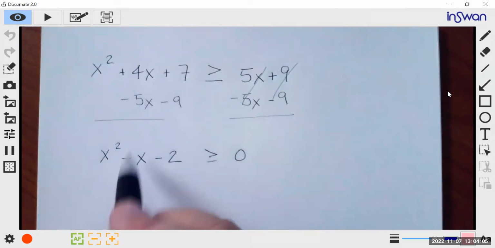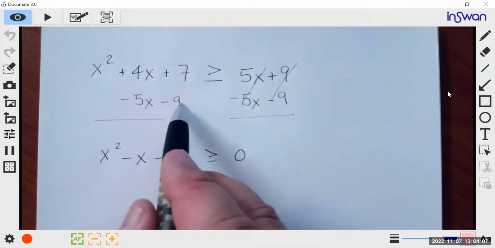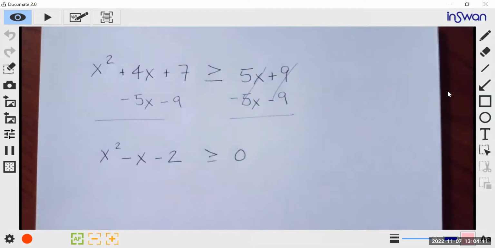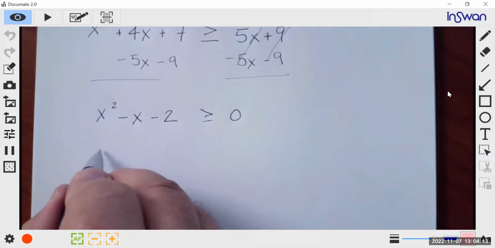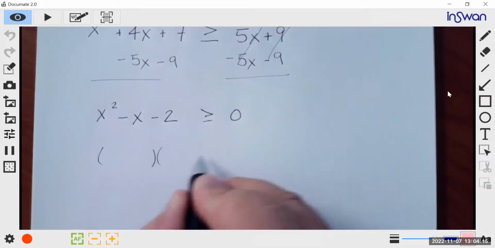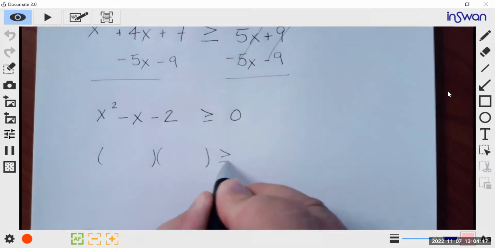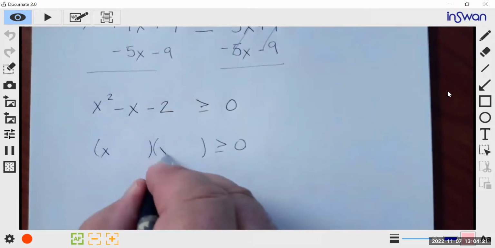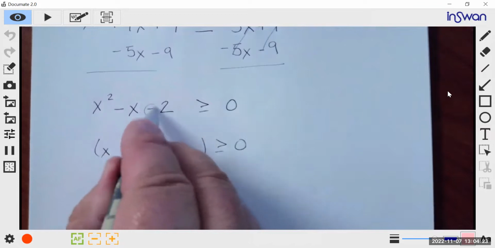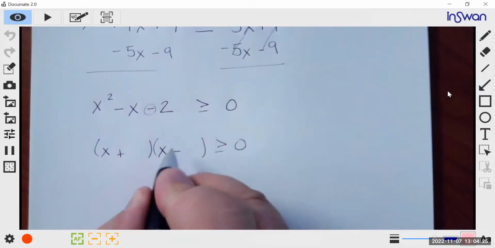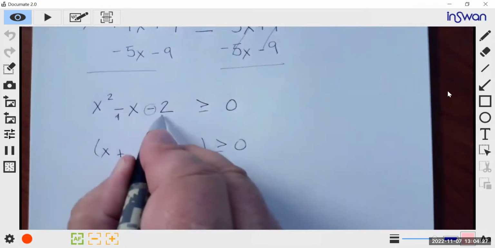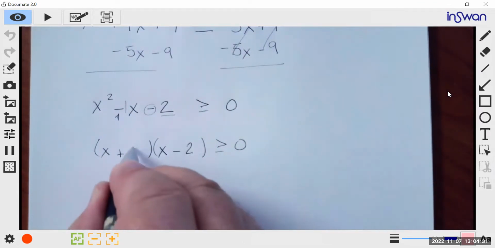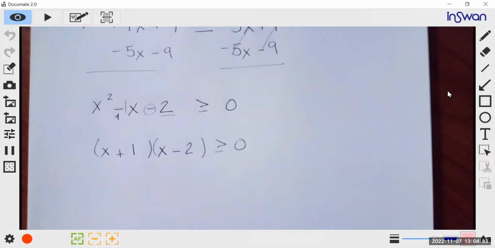Five is bigger than 4, it's negative. 5 minus 4 is 1. 9 and 7, 9 is bigger, so it's negative. 9 minus 7 is 2. So if we can factor it, since it's in opposite signs, the bigger number gets a negative. What times what is 2? When you subtract it, you get 1. 2 and 1. So the negative gets the 2.